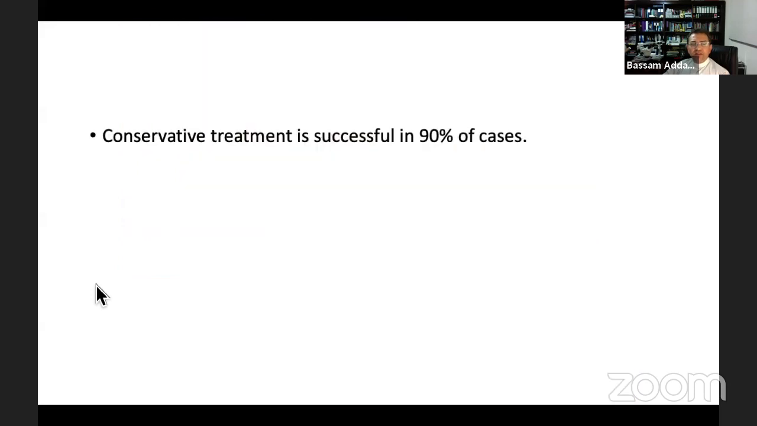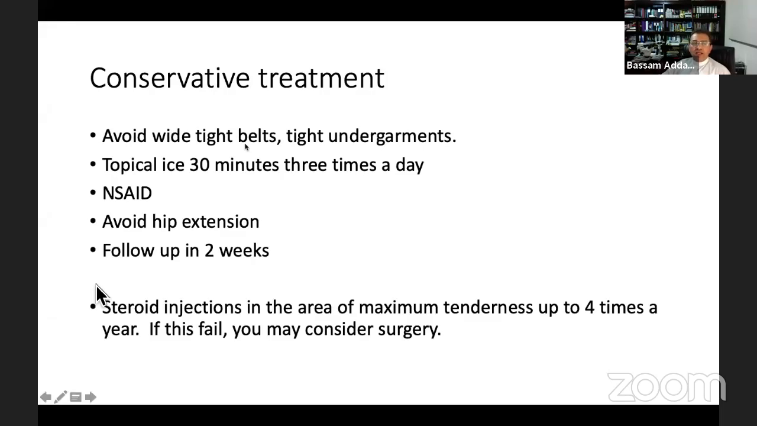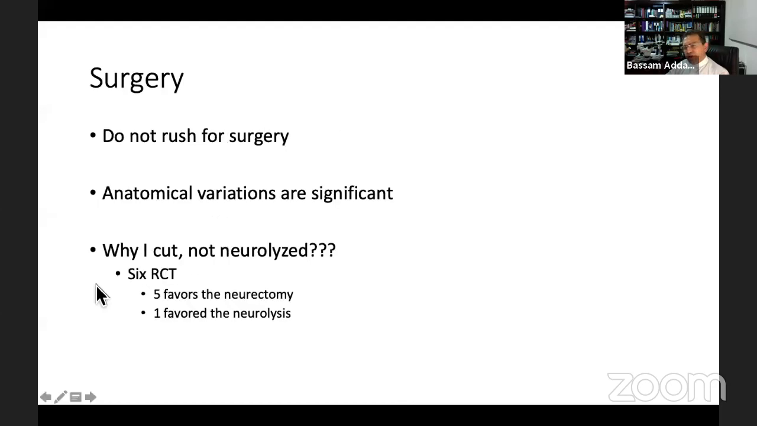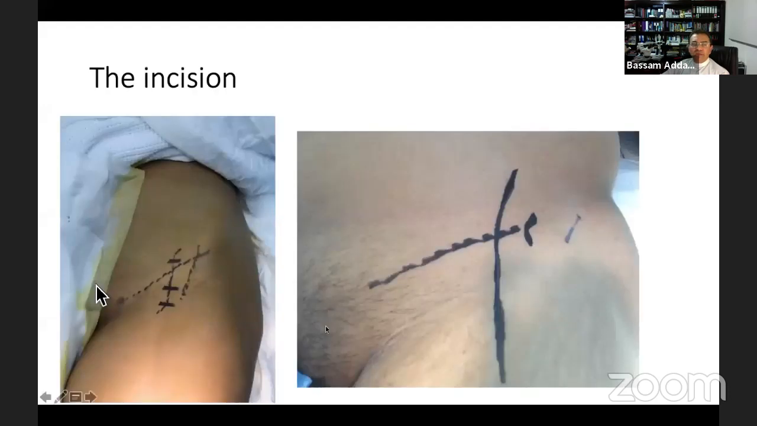As we have mentioned, conservative treatment is successful in 90% of the cases, and that involves weight loss, avoiding wide and tight belts, and using non-steroidal anti-inflammatories. You can do injections in the clinic, and just be patient with the patients, simply because surgery may not be satisfactory. And I usually cut the nerve and not neurolyse it, simply because we have 5 randomized controlled trials, and 5 favor neurectomy and only 1 favored neurolysis. So that's what we do.